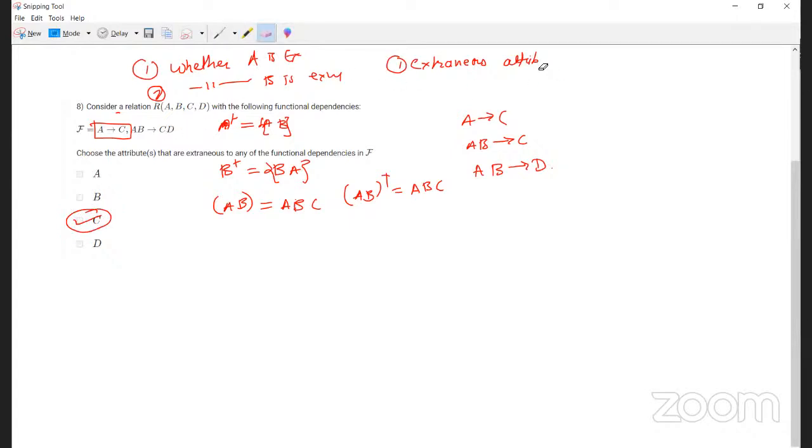So just go to the definition, like you have to only tell, right? Extraneous attributes are those attributes which, if we remove them from the functional dependency, should not affect our parent functional dependency.